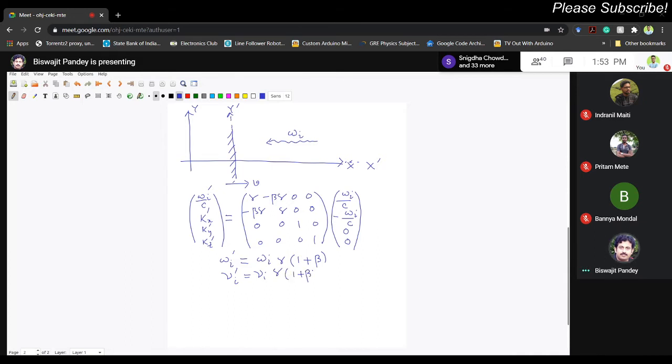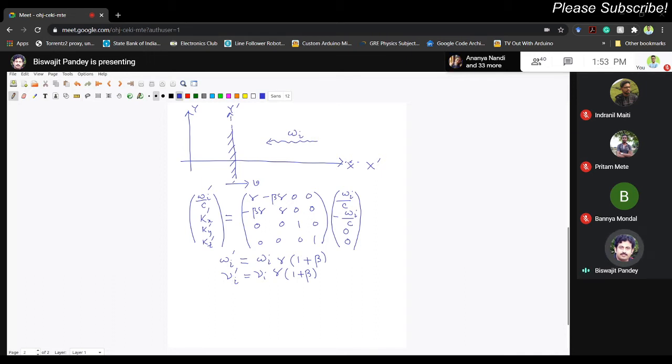Now, don't just apply the Lorentz transformation blindly. As I repeatedly tell you, you should always think about what you are calculating and where you are calculating. This nu I prime is the frequency of the incoming light in the mirror frame. But what is the problem asking? The problem is asking you to calculate the frequency of the reflected light in the lab frame. It is not asking you to calculate the frequency in the mirror frame. What we have calculated right now is the frequency of the incoming light in the mirror frame. So in order to get this frequency in the lab frame, we have to apply another transformation, because this quantity is in the mirror frame.